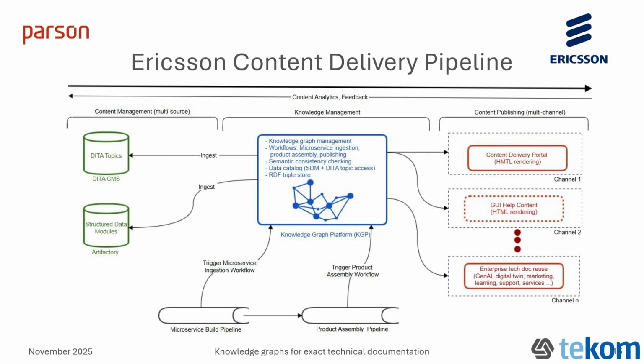So multi-source, multi-channel, you need something in the middle, and that is what we call knowledge graph platform. It's based on a commercial product. It holds the knowledge graph. It allows us to create and instantiate it based on a model and to have applications on top of it. And publishing to our content delivery portal is one of these applications.